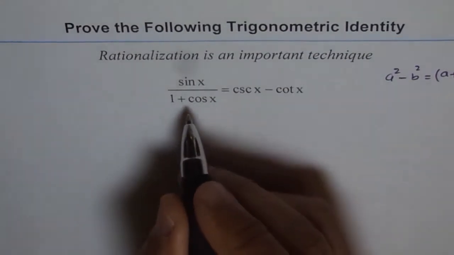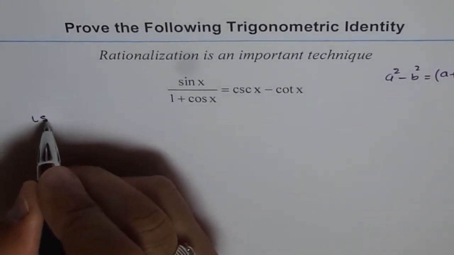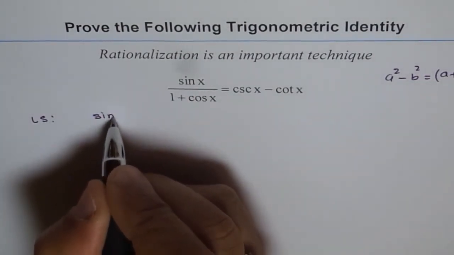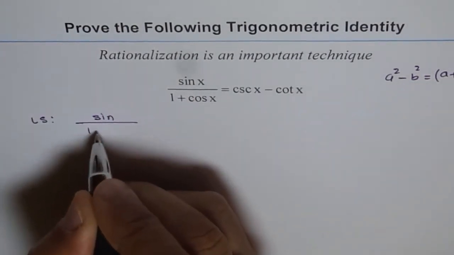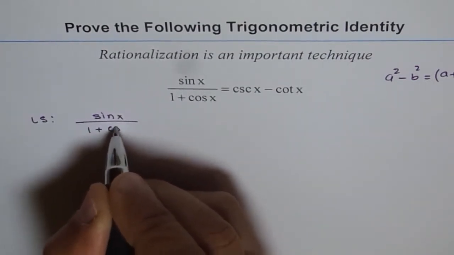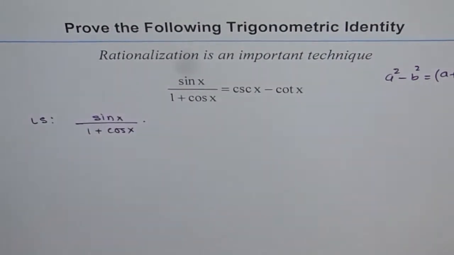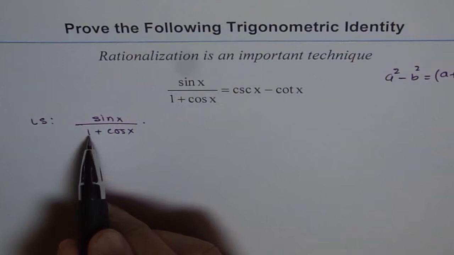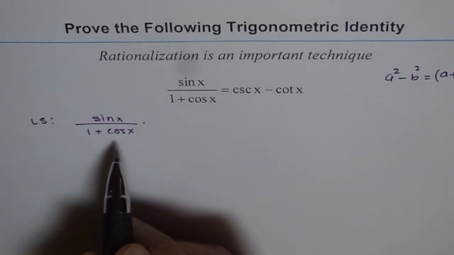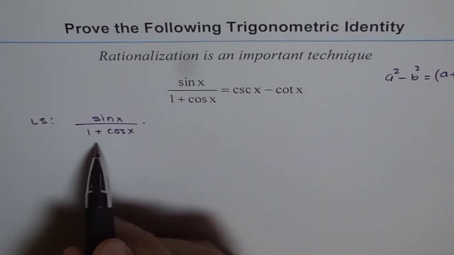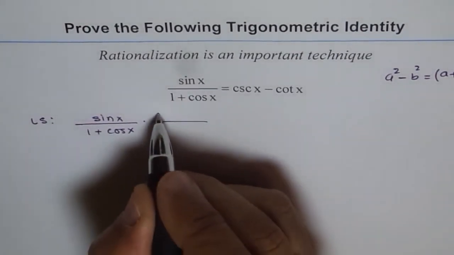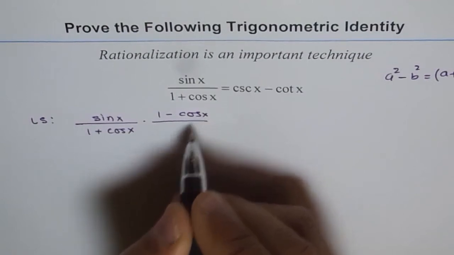So let's look into the left side. We'll start with the left side. It says sin x over 1 plus cos x. Correct? Rationalization means to multiply and divide by the same number, and that number is the conjugate of the denominator if you are rationalizing the denominator. So here 1 plus cos x is in the denominator, so let's multiply and divide by 1 minus cos x.